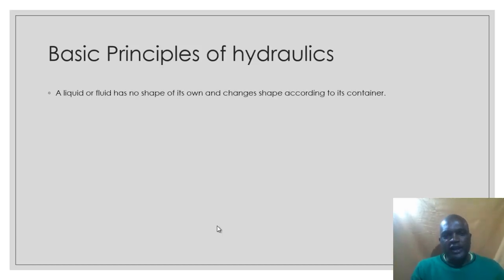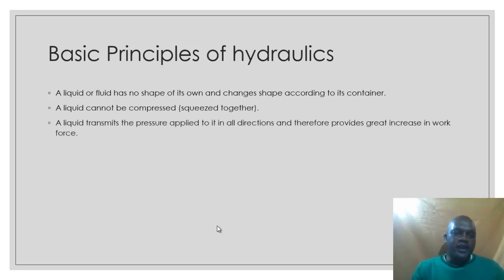Number one, a fluid has no shape. It takes the shape of whatever container you put it in. Number two, a liquid cannot be compressed, that is, you can't squeeze it together. And number three, a liquid transfers or transmits the pressure that you apply to it in all directions, and therefore increases the work, or gives you a mechanical advantage.